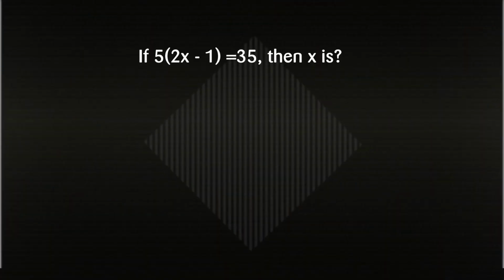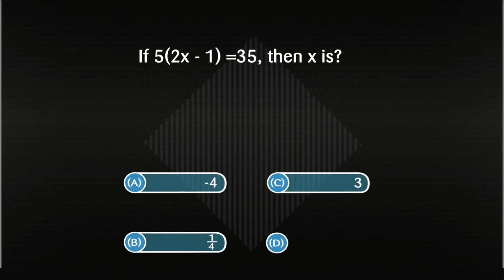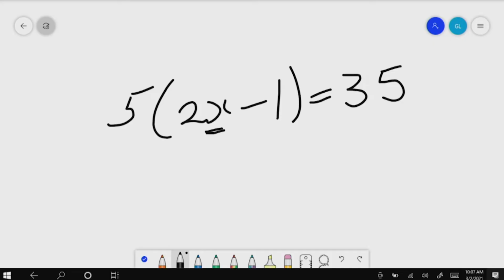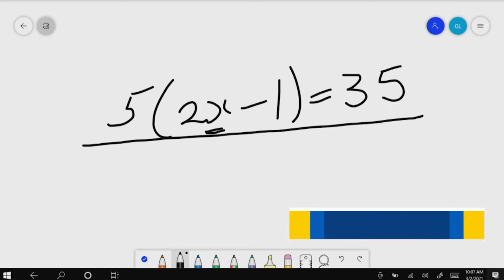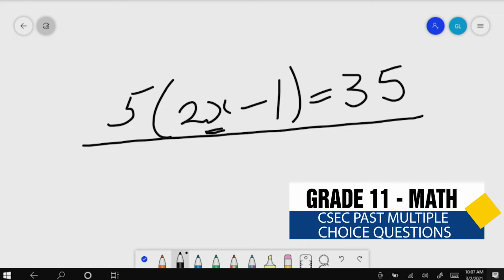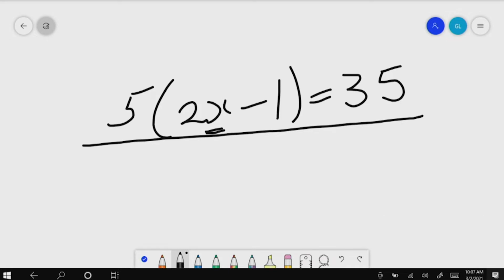If 5 of 2x minus 1 equals 35, then the value of x would have been what? Here we have a linear equation and we are asked to solve for x. Now in solving for x, there are some concepts we need to apply, and those concepts are: first, removal of the bracket, and we're going to remove the bracket by the coefficient of the bracket.